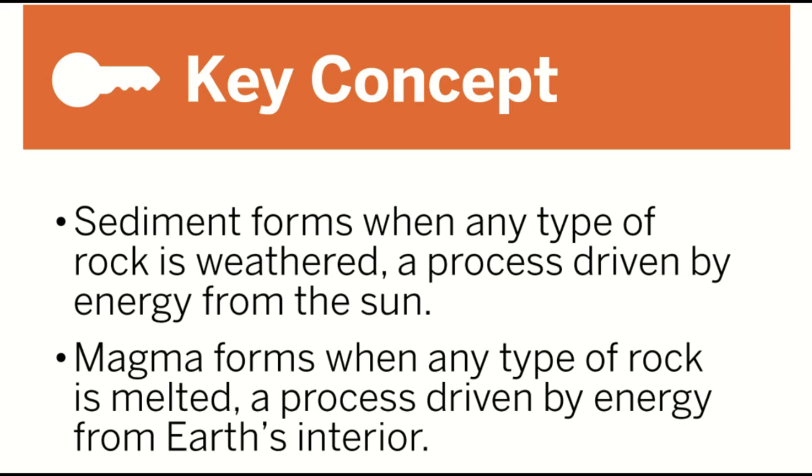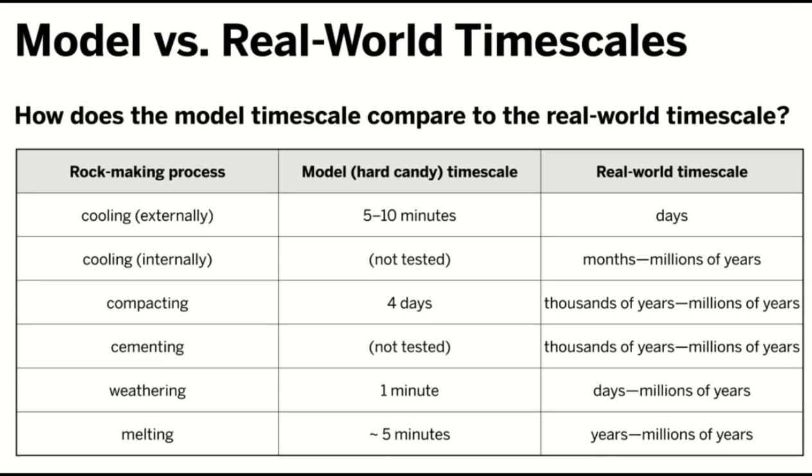Key concept: sediment forms when any type of rock is weathered, a process driven by energy from the sun. So think of sediment, the energy is coming from the sun. Magma forms when any type of rock is melted. So magma comes from melting, a process driven by energy from Earth's interior. So the melting is not coming from the sun, it's coming from deep within the earth, and that internal heat is coming from Earth.